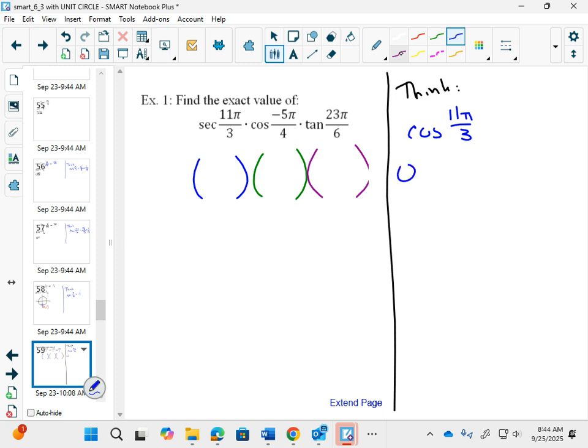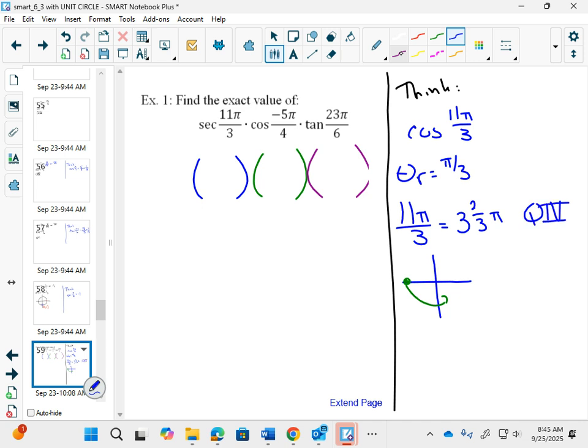So for secant 11 pi over 3, I'm going to think about cos of 11 pi over 3. I know the reference angle is pi over 3. And now I just have to figure out what quadrant it's in. And we might use that idea we were looking at yesterday where we change this to a mixed fraction. If I write 3 2/3 pi, 3 pi is going to be on your negative x-axis. We're going in the positive direction. 2/3 is more than half. I know this is in quadrant 4.